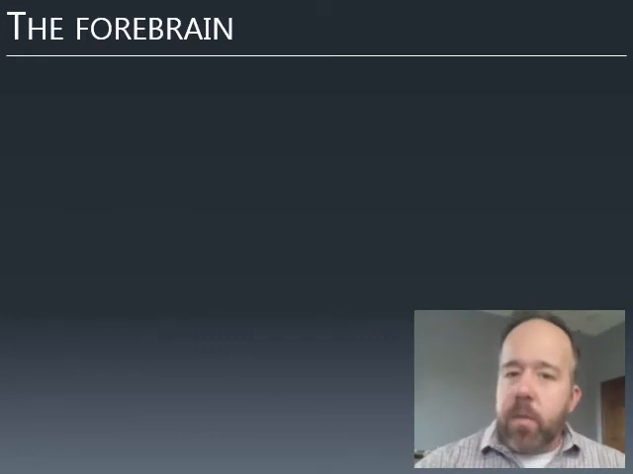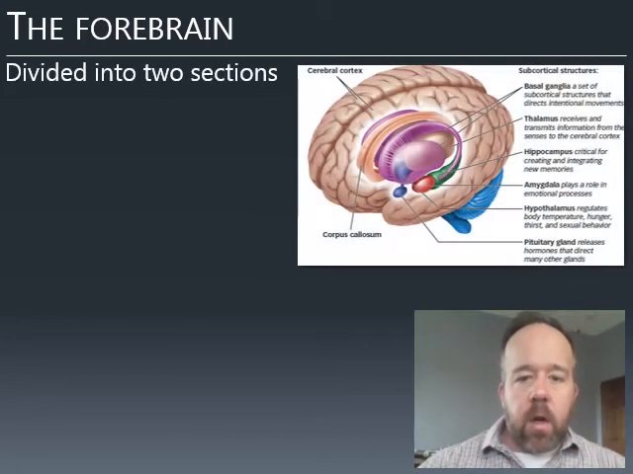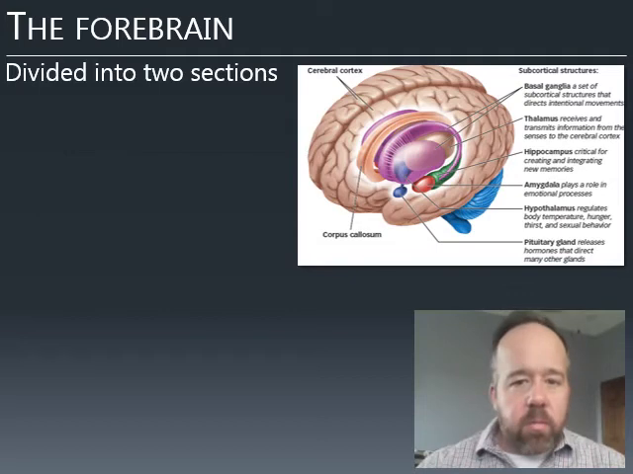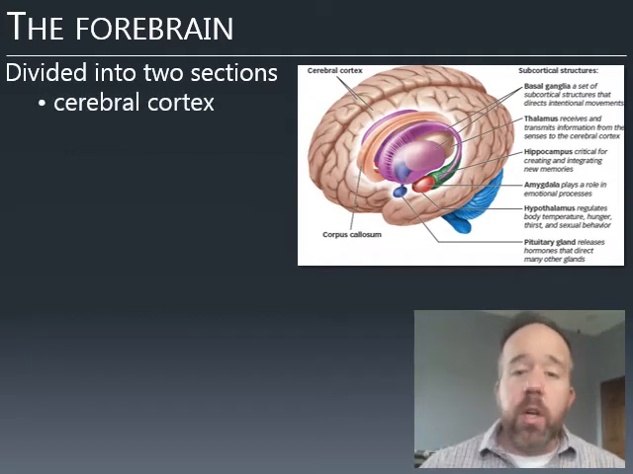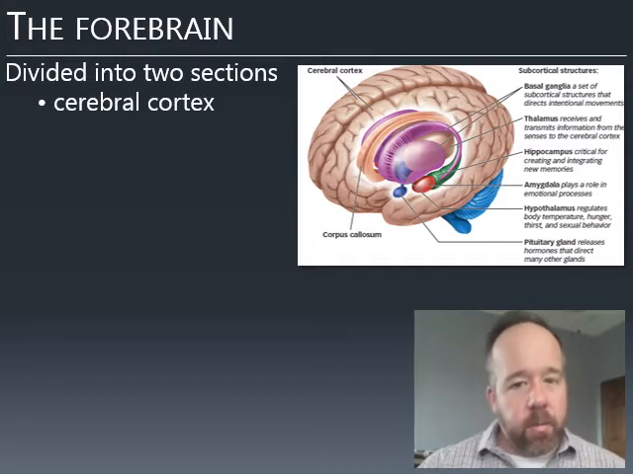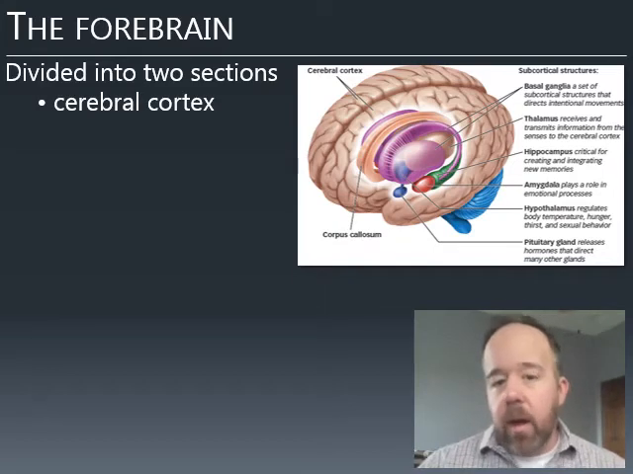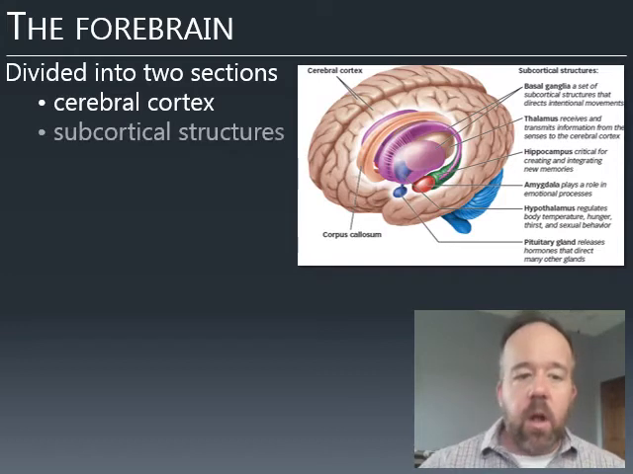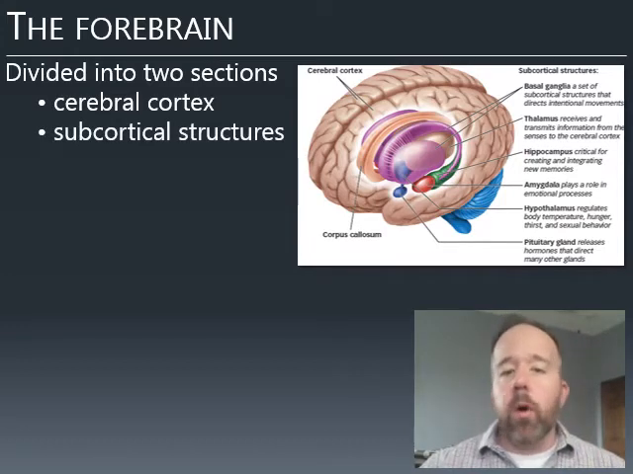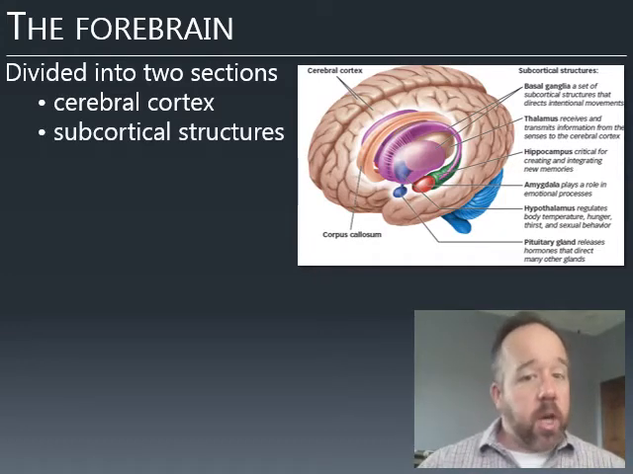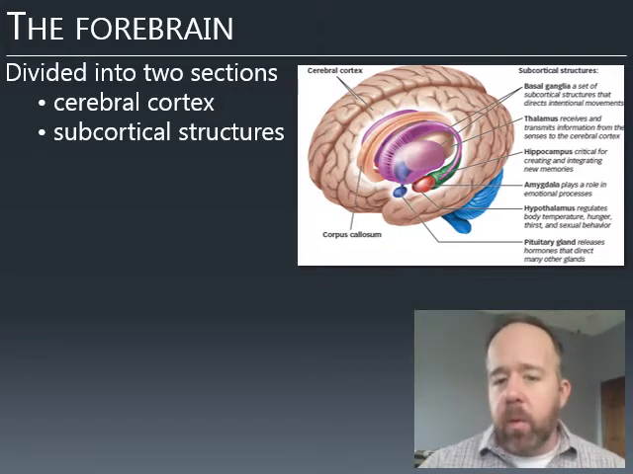And that brings us to the forebrain. And the forebrain is really divided into two big sections. You have what's called the cerebral cortex, which is that wrinkly surface that you see on the outside when you think of the brain and what it looks like. What you're usually thinking about is the cerebral cortex. And then you have what are called subcortical structures. So sub means under, and cortical refers to cortex. And we see from this diagram what these structures look like.